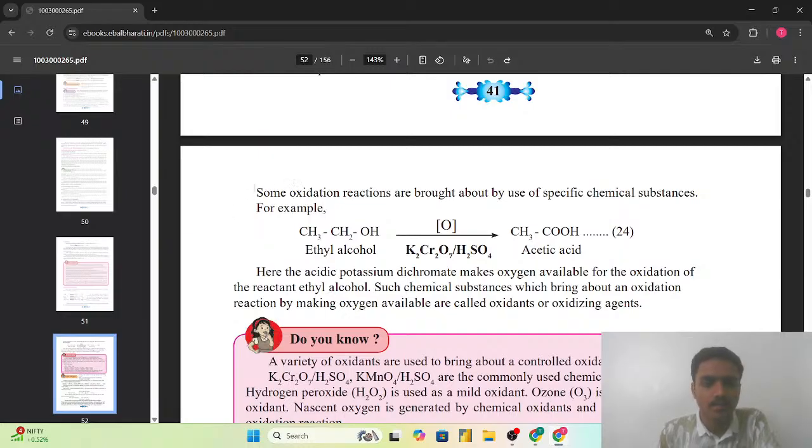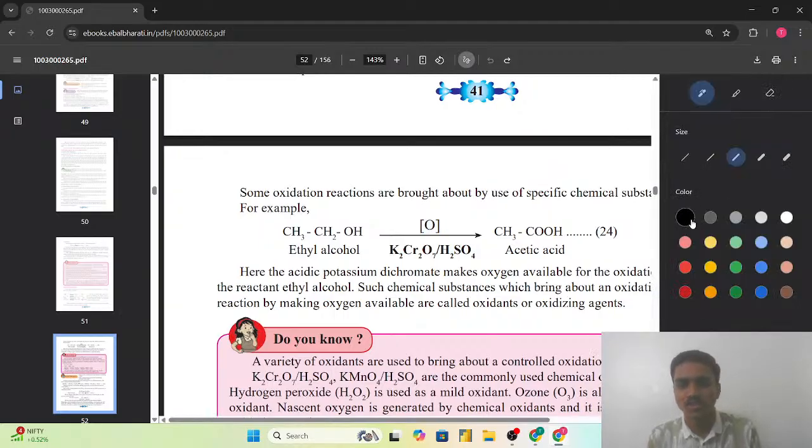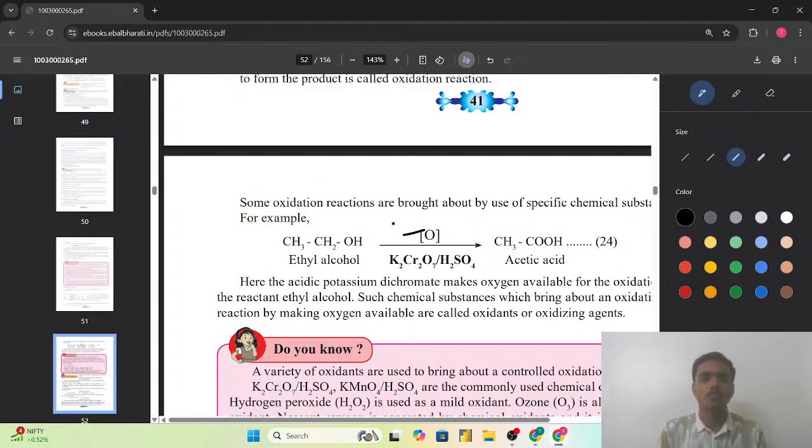Next, we are given that some oxidation reactions are brought about by use of specific chemical substances. For example, ethyl alcohol C2H5OH reacts with potassium dichromate. Remember the name of this, K2Cr2O7, it is the potassium dichromate, and H2SO4. What is this? This is also one of the interesting parts. Why is the oxygen written here in this type of bracket?